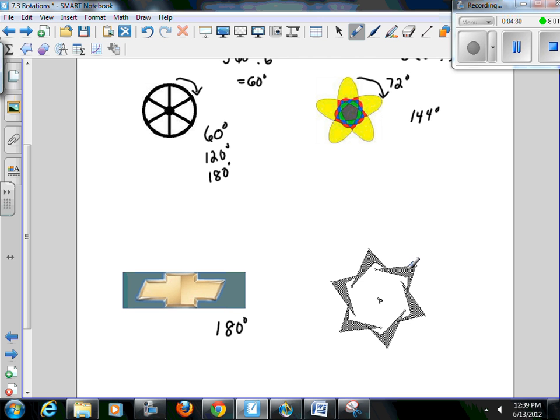Now this one, we've got 6 identical sections. So again, we'll take 360 divided by 6, so we get 60 degrees. So we could rotate it 60 degrees and get the same picture back. And then we could also rotate it 120 degrees and then 180 degrees, just adding 60 more each time and still get the same figure back.